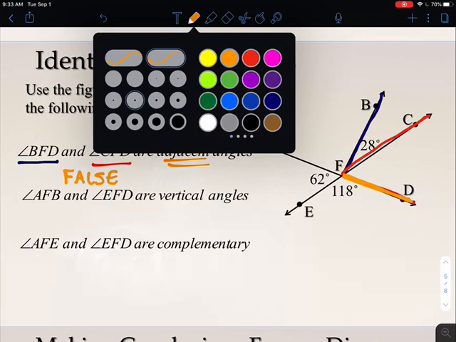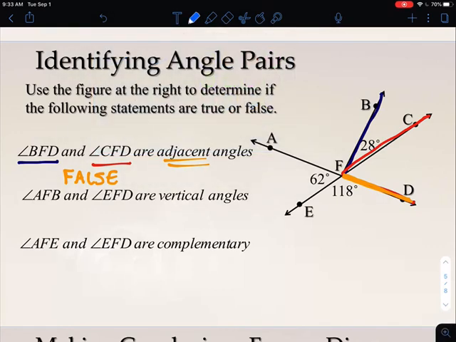Now, if I wanted to reword this so that I had a true statement, I could change angle BFD to angle BFC. If I trace that angle, now when I look between the light blue and the red, their shared side is in between, so these would be adjacent angles. So the original statement was false. This value that I just brought in makes this new statement true.